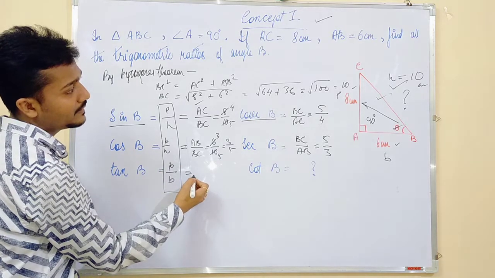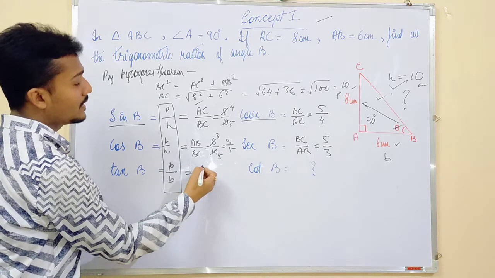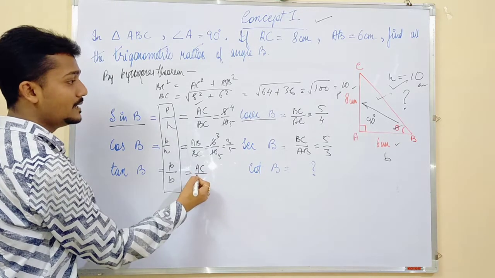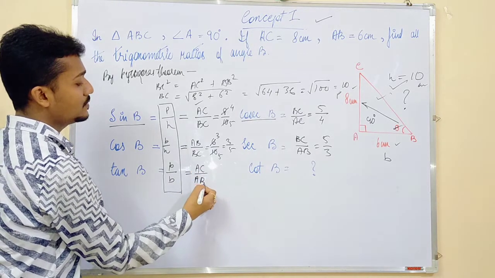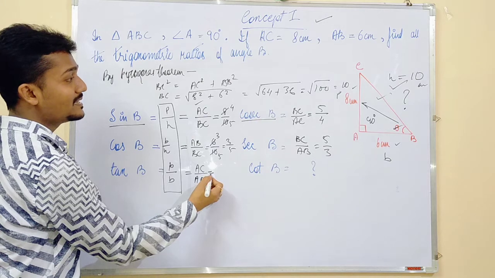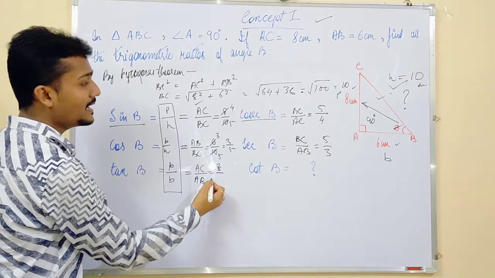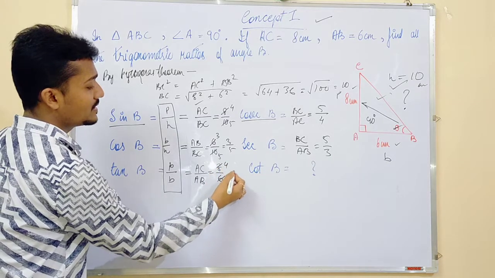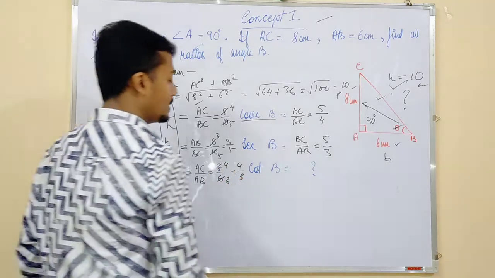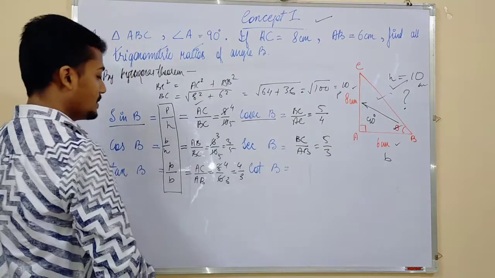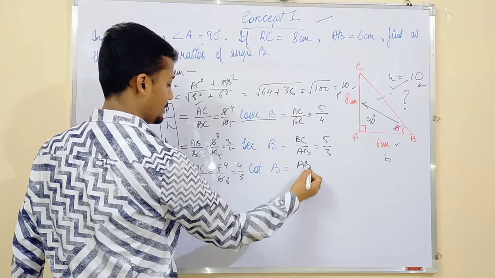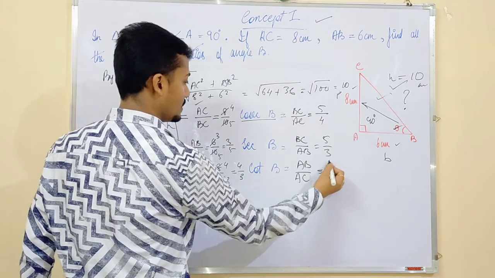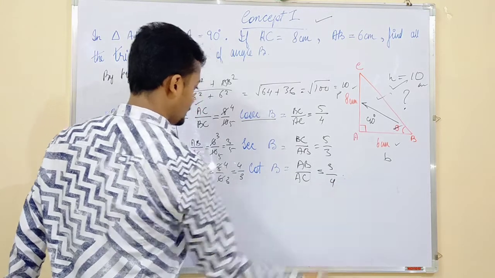P is given. AC by B is equal to AB. So AC is equal to how much? AC is equal to 8, and AB is equal to 6. That means 4 by 3 is equal to 4 by 3. So what will be cot B? Cot B is equal to AB by AC, which is 3 by 4.